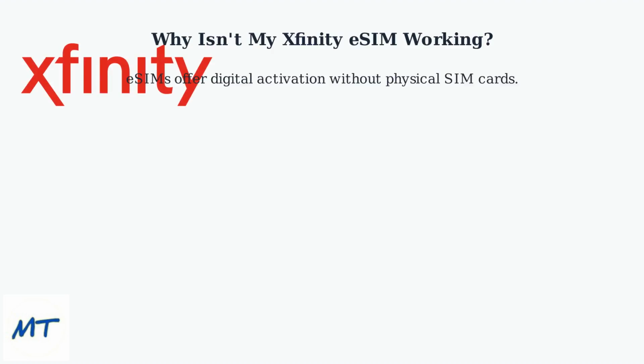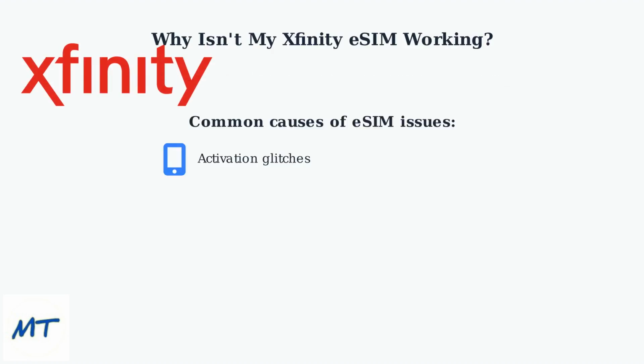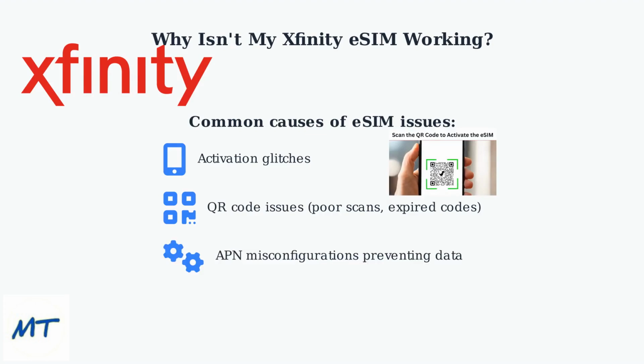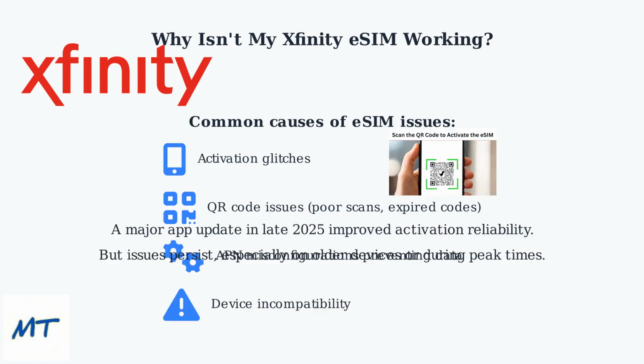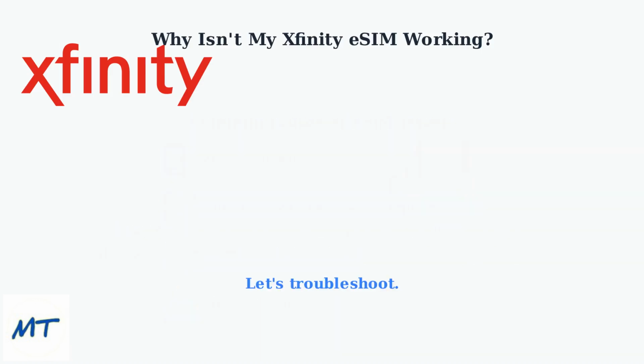eSIMs offer digital activation without physical SIM cards, but problems can arise. Common causes include activation glitches, QR code issues like poor scans or expired codes, APN misconfigurations preventing data connectivity, and device incompatibility. A major app update in late 2025 improved activation reliability, but issues persist, especially on older devices or during peak activation times. Let's troubleshoot.